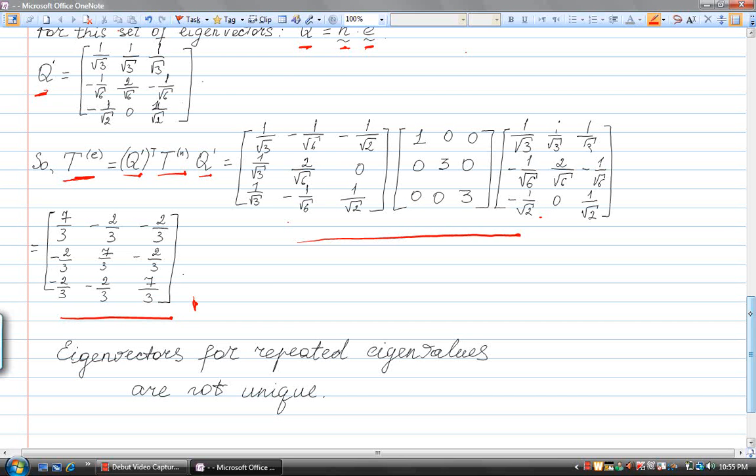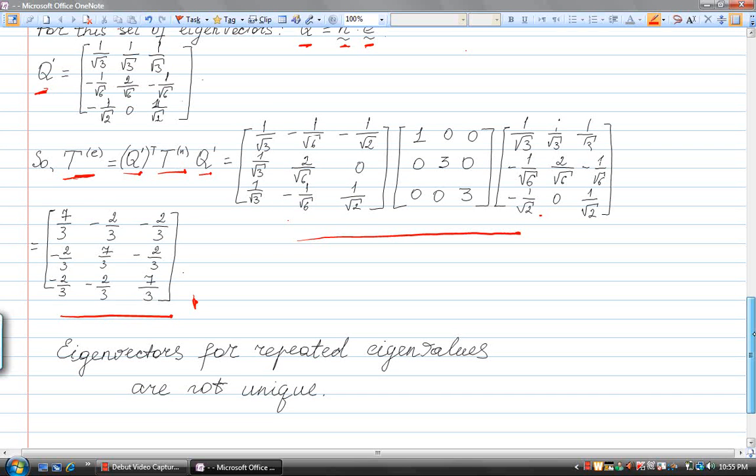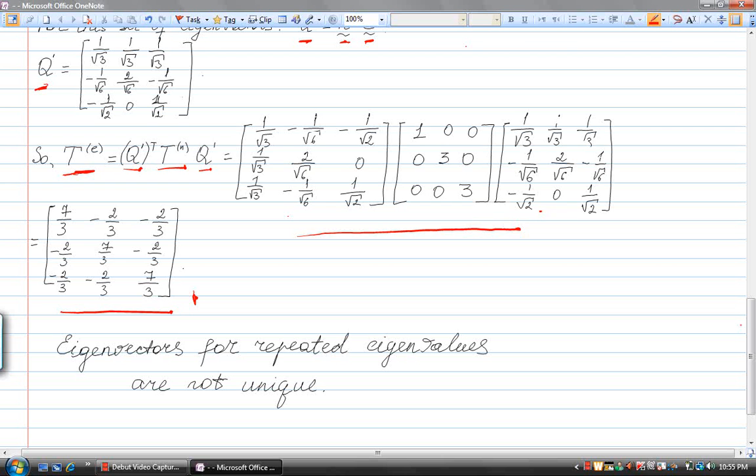If we compare this T_E with the one that we got in the first part, we see they are exactly the same. So by choosing two different eigenvectors, n2 and n3, that are orthogonal to n1 and they are unit vectors, we got the same tensor T in E basis. So the conclusion here is eigenvectors for repeated eigenvalues are not unique.